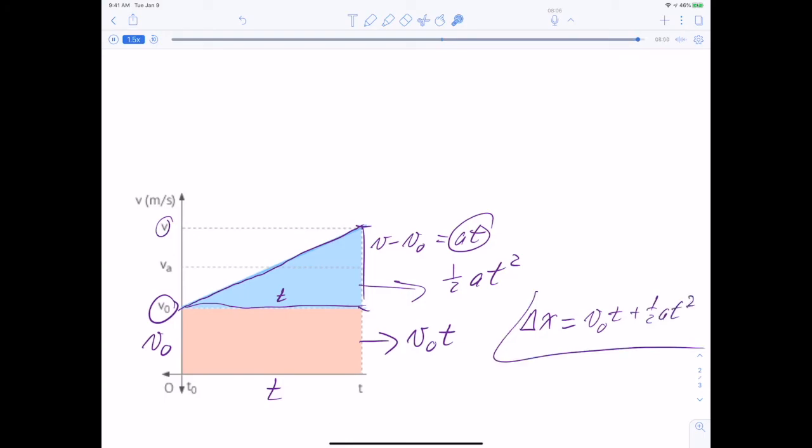Hopefully either by algebra or by geometry, I've convinced you that this equation is something we can use going forward.